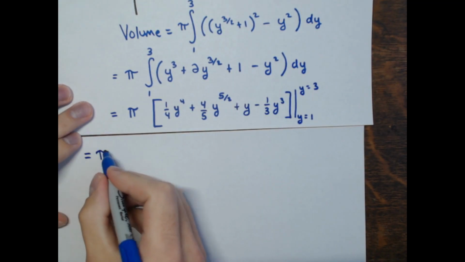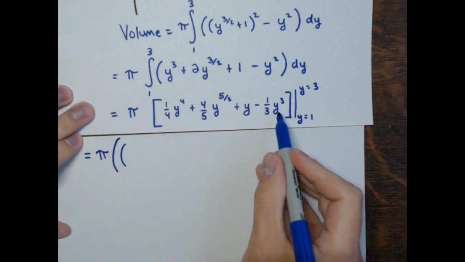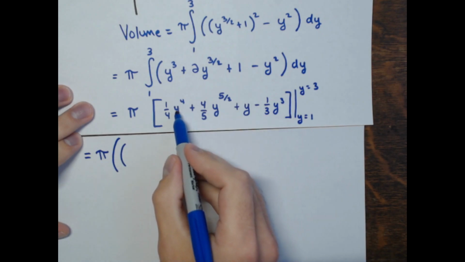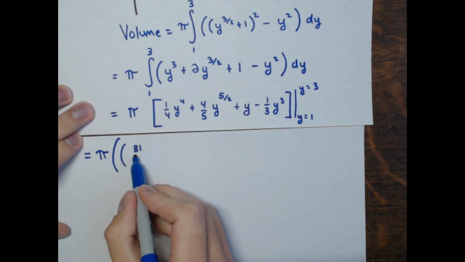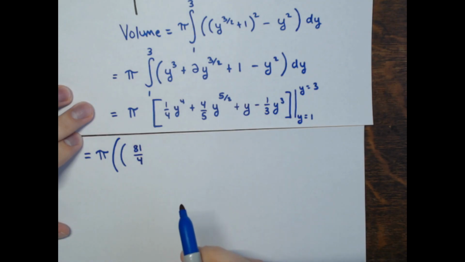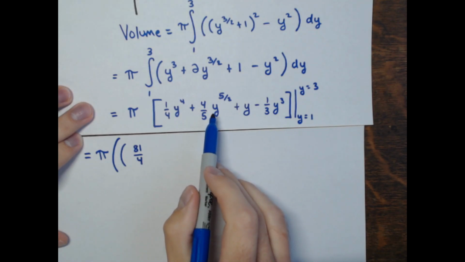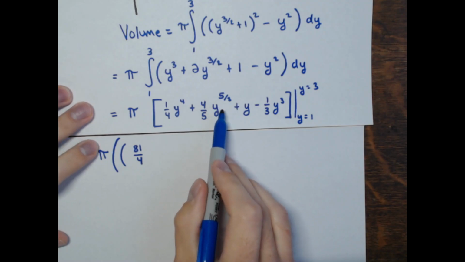This is going to be pi times the value of this at 3. Okay, so 3 to the 4th, 81, so 81/4 plus, now 3 to the 5 halves is just 3 to the 5 halves. I mean, you could say it was 9 times the square root of 3 as well. So yeah, maybe I'll do that. So 3 to the 5 halves, that's 9 times the square root of 3. This would be 3 squared times 3 to the half.